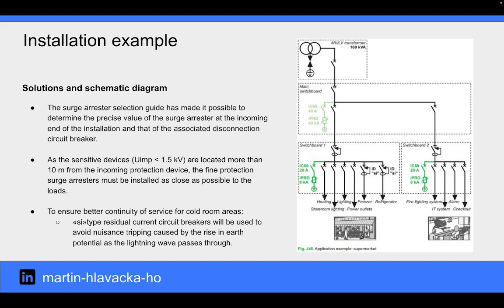As the sensitive devices are located more than 10 meters from the incoming protection device, the fine protection surge arresters must be installed as close as possible to the loads. To ensure better continuity of service for cold room areas, superimmunized type residual current circuit breakers will be used to avoid nuisance tripping caused by the rise in earth potential as the lightning wave passes through.